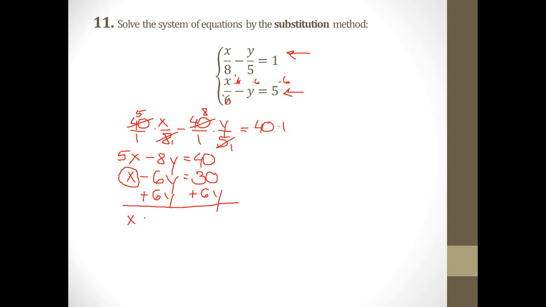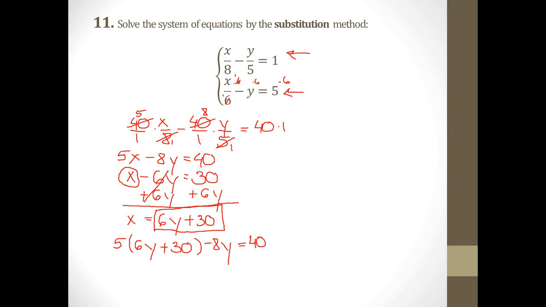That leaves me with x equals, this side cancels out and these are not like terms, so I'm just going to write them next to each other, 6y plus 30. So now I can substitute this into the first equation for x. So my first equation is 5, and then I have the x, so I'm going to plug in 6y plus 30, and then I continue with my equation. I have minus 8y equals 40.